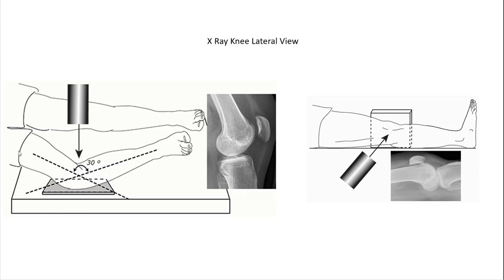How is the lateral view done? Either by abducting and slightly flexing the knee joint, and then flexing it to 30 degrees, and then the X-rays are positioned, the source of X-rays positioned above the patient, and the X-rays enter from the medial side and exit from the lateral side of the patient.